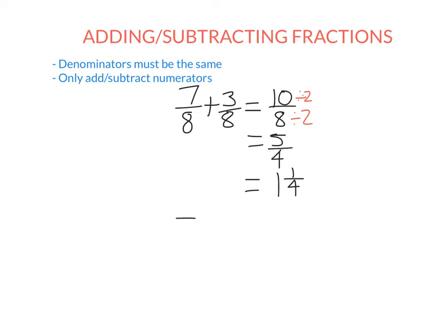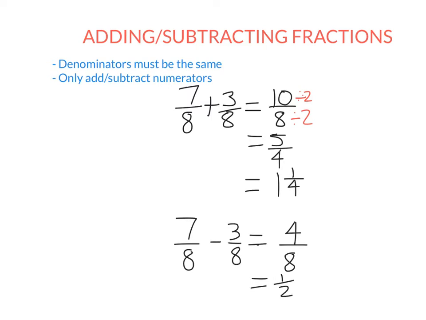So what if I wanted to do 7 over 8 minus 3 over 8? Well, this is again easy because the denominators are the same, except this time we're going to subtract the numerators. So 7 minus 3 is 4, and we don't go 8 minus 8, we keep the same denominator. So 4 over 8, you should see very quickly, is the same as a half.